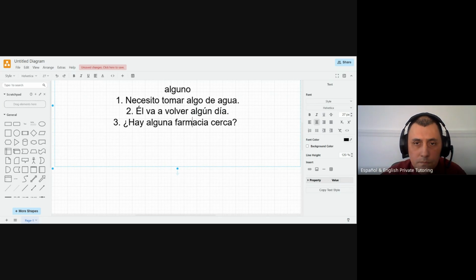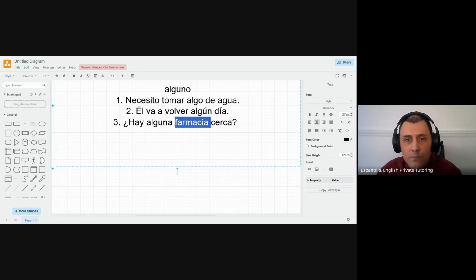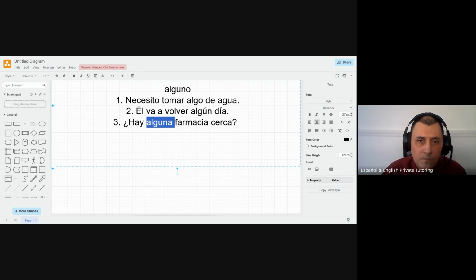And in this one, it has a different meaning. I'm sorry, alguna farmacia. In this case, ¿hay alguna farmacia cerca? It would mean, is there any nearby pharmacy? So, alguno can also mean any.